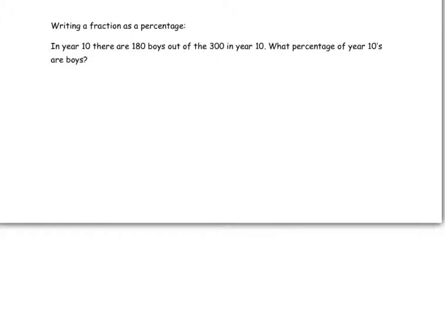It says in year 10 there are 180 boys out of 300 in year 10. What percentage of year 10s are boys? So first thing we need to do is write a fraction for how many of the year 10 pupils are boys. Well, there is 300 pupils in year 10, which we're told here in the question, of which 180 of them are boys. So the fraction of the year group that are boys are 180 out of 300.